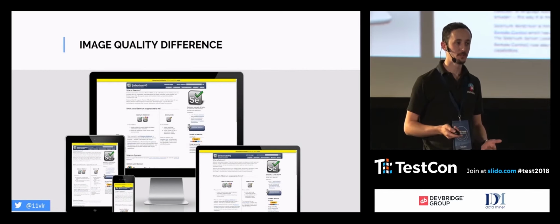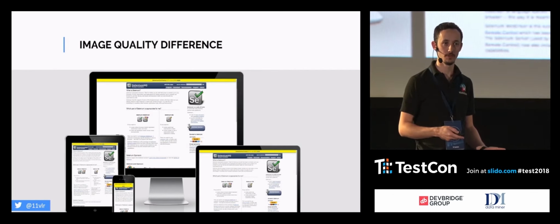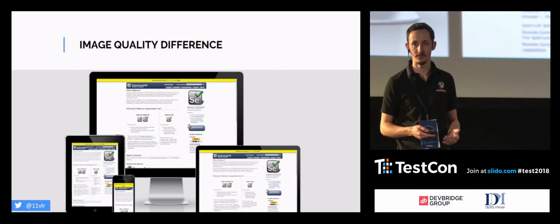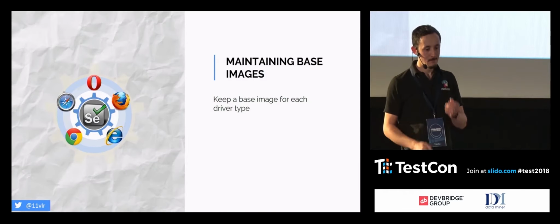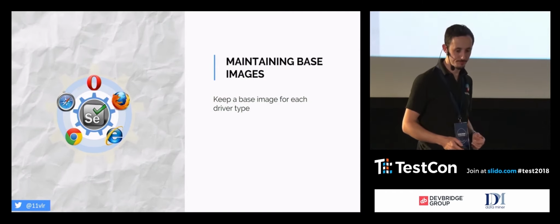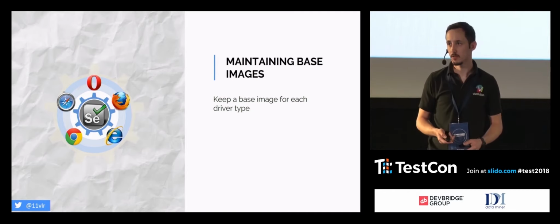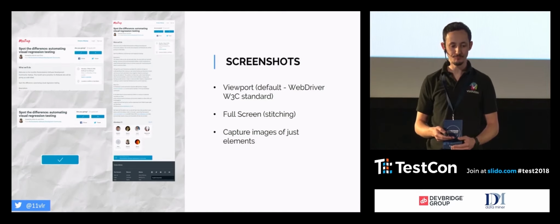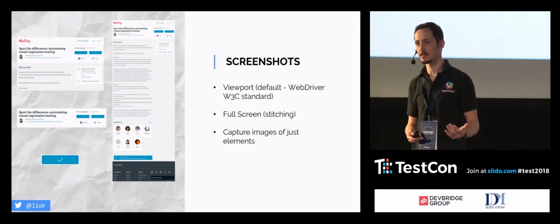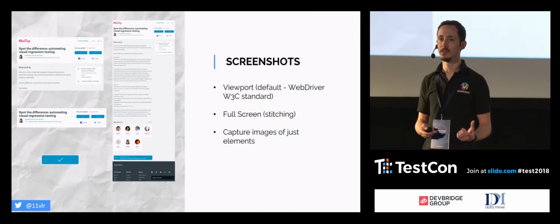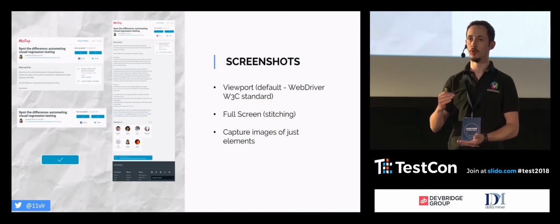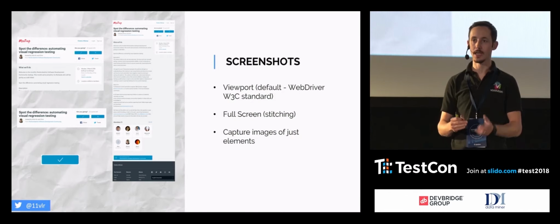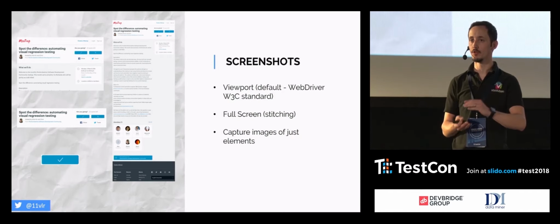And the image quality difference is the same because you're using the same drivers, no matter what device you run it on. There's been a lot of challenges so far. Maintaining base images: whatever browsers you want to support, you have to take base images in those browsers. Screenshots, as a standard, it's a W3C standard. It'll only take what's in the viewport. But with these frameworks, you can actually get down to the element level if you want to. So if you don't want the bigger picture, you can just say, are all my buttons the same?